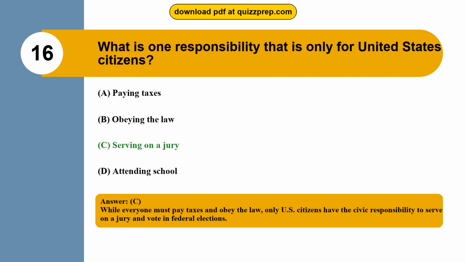While everyone must pay taxes and obey the law, only U.S. citizens have the civic responsibility to serve on a jury and vote in federal elections.